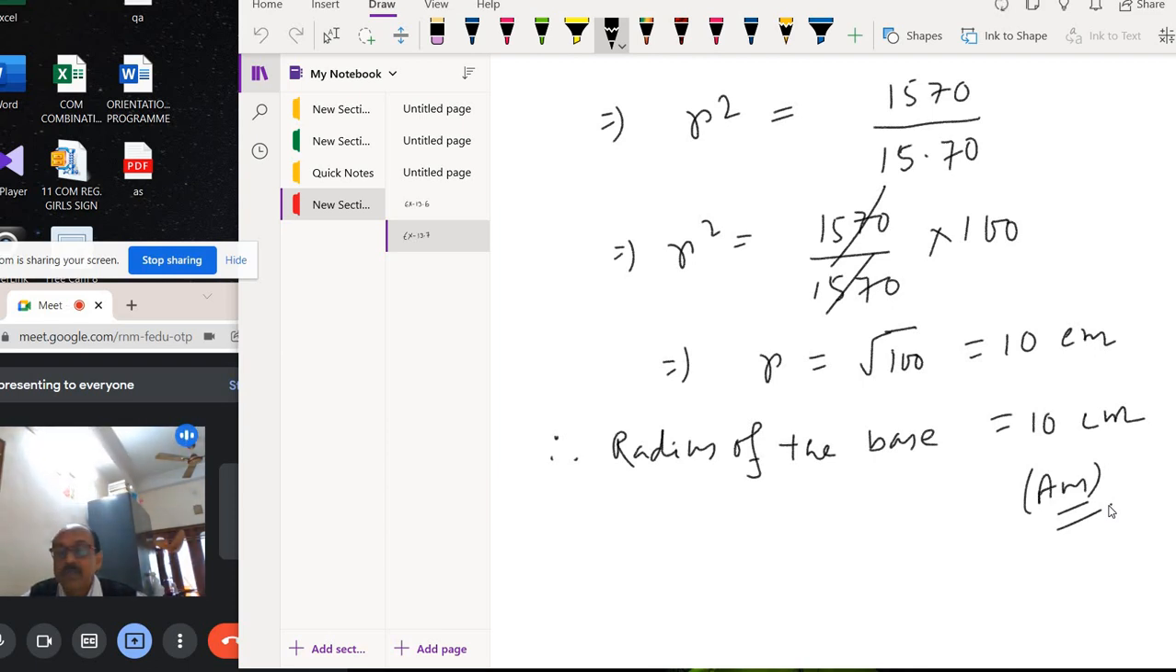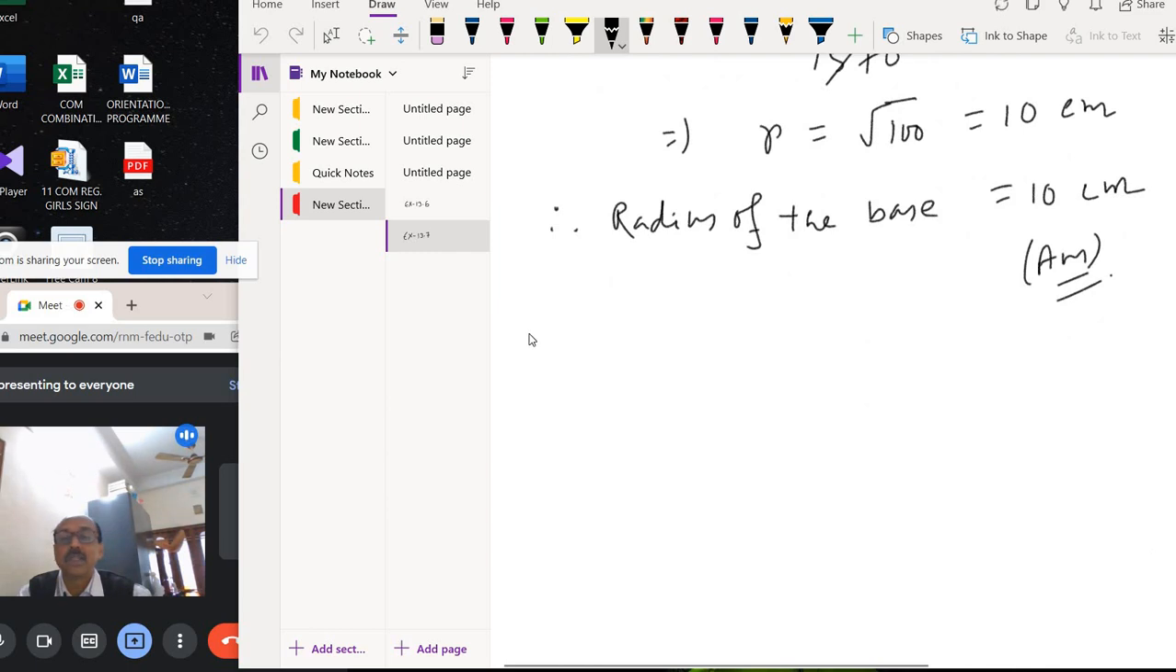Question number 4 is: if the volume of a right circular cone of height 9 centimeter is 48 pi centimeter cube. So height is given as 9 and capacity also given as 48 pi. Find the diameter of its base. Same type of question. Diameter means radius. We can find the radius, then we can find the diameter.